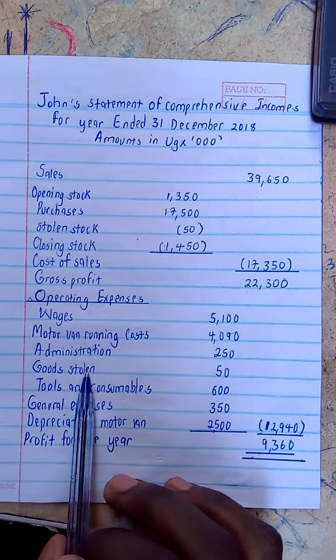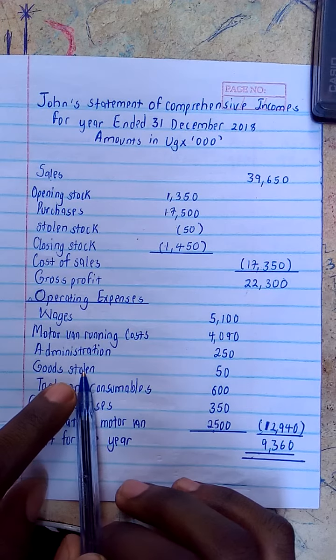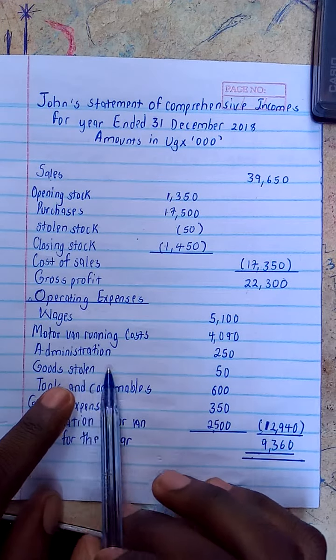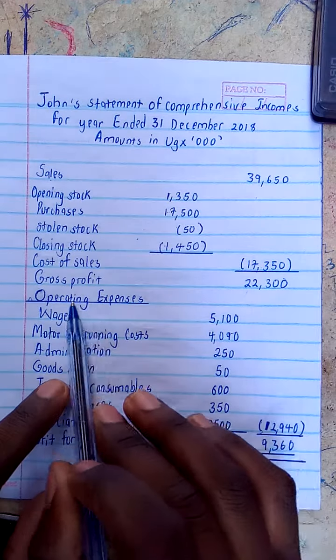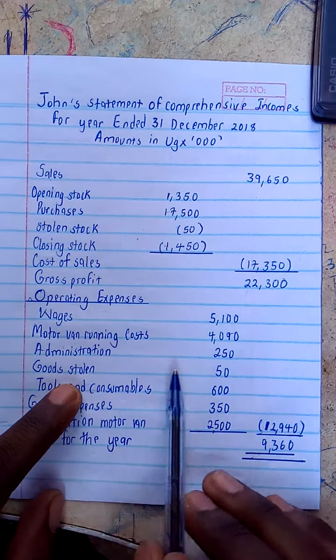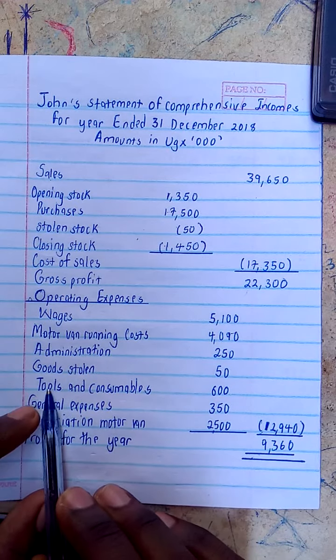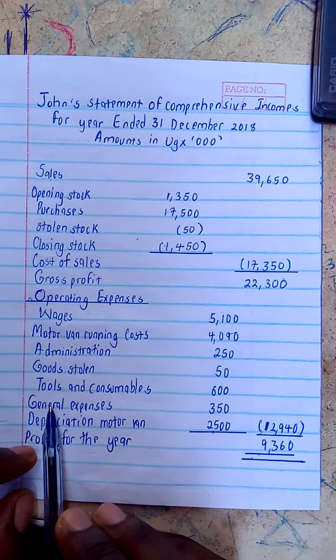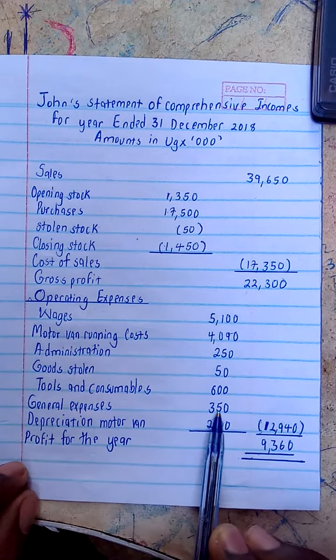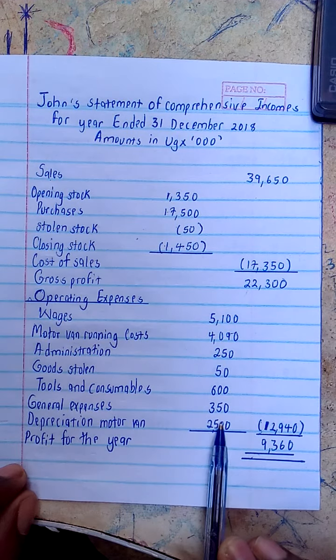Then goods stolen, from what we had discussed in the previous videos. So this again is treated as an operating expense because it's not insured. So minus this 50, putting it under the operating expenses. Then the rates from the question, general expenses from the question, you get this. Then the depreciation of the motor vehicle.